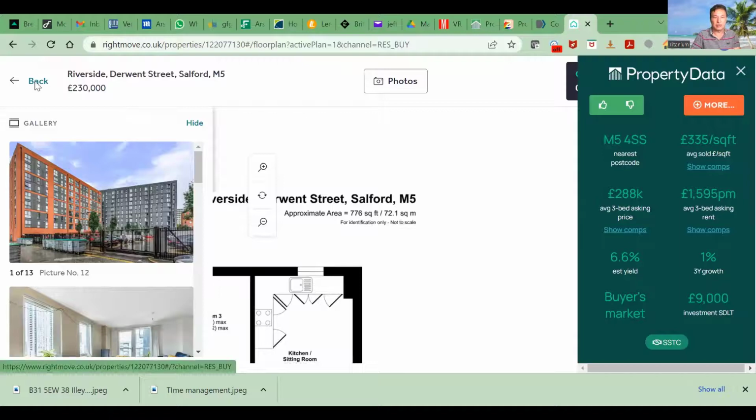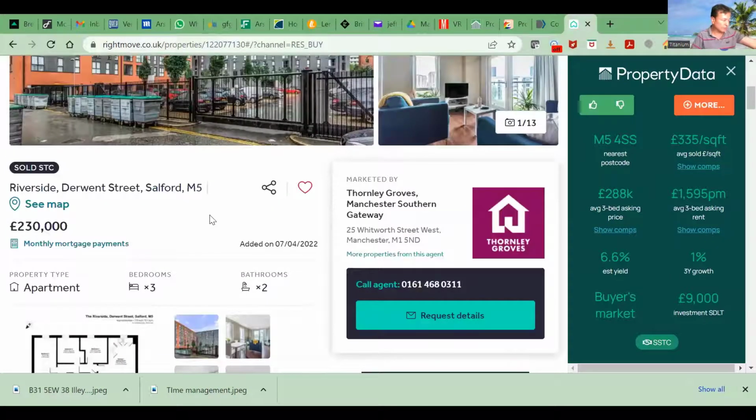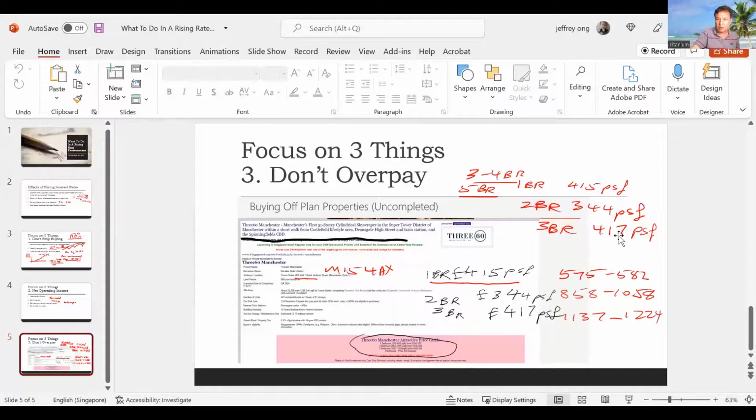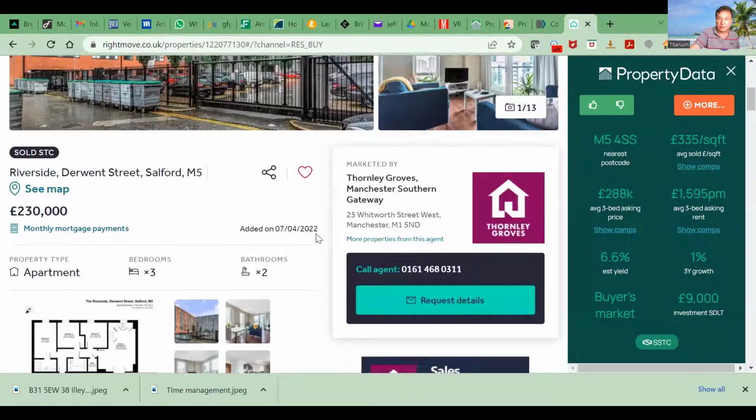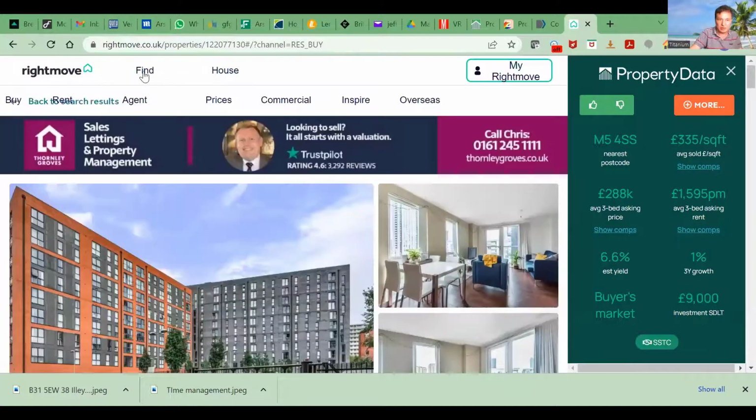Okay, look at the size, 776 square feet. Okay, asking 230. Let's look at the price per square foot. 230 divided by 776. What do you get? 296 pounds PSF. Was 417 PSF, and we are paying 296 here. How big a discount? Wow, 29% discount, right?